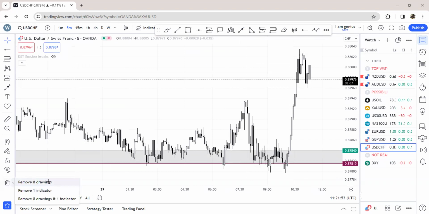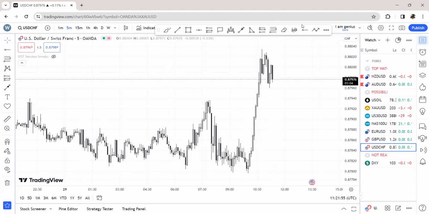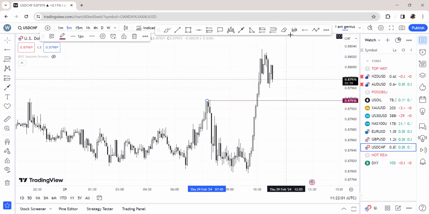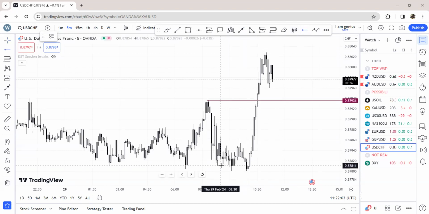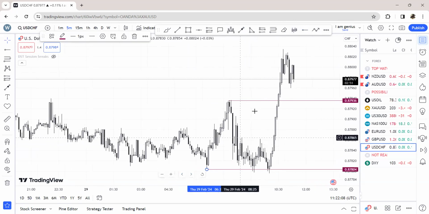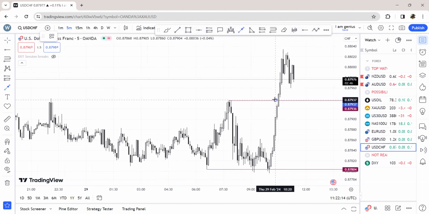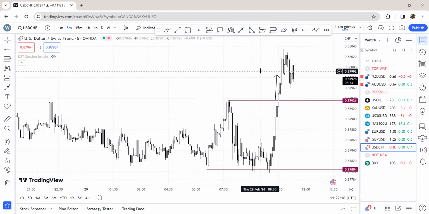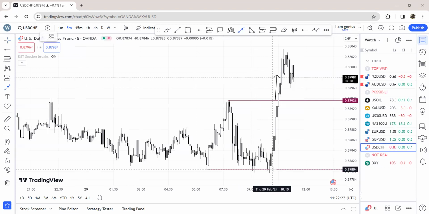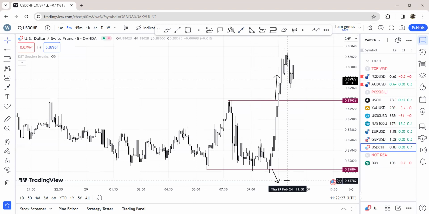Let me remove that. So then let's say the market has just formed this high. It has formed this level. And then the previous low was this point here. So what I was saying is you wait for the market to break on either side. If it breaks here, you're going to be buying the market. If it breaks below this, you're going to be selling.